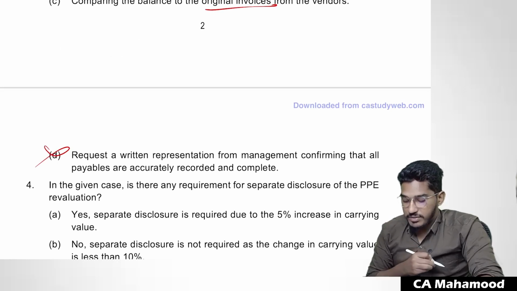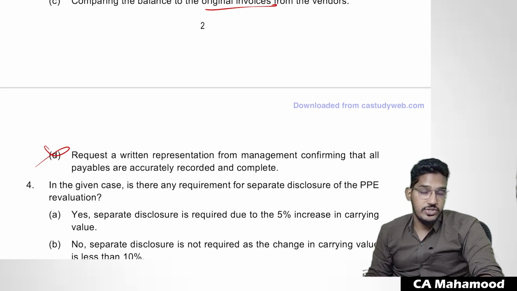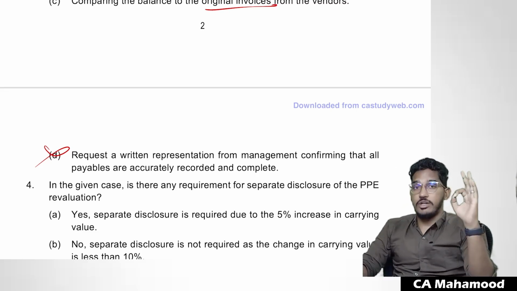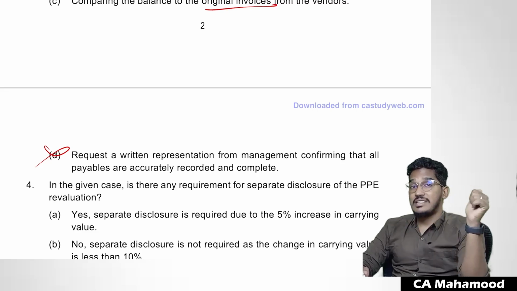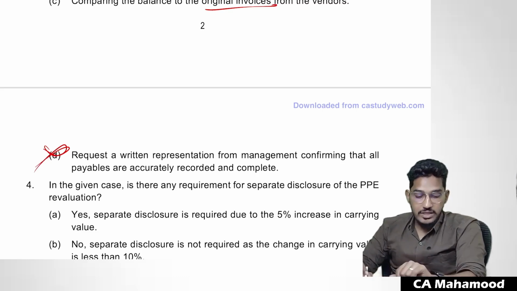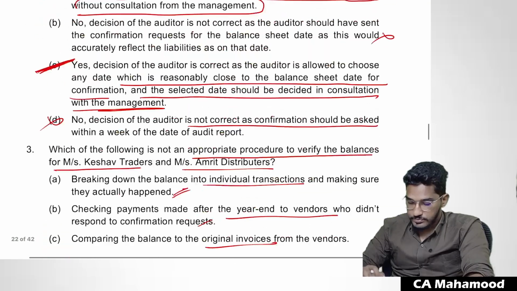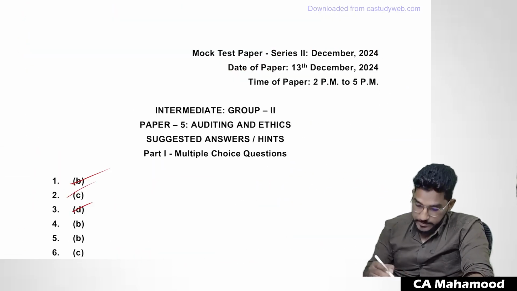Requesting a written representation from the management. See, if you try to get the written representation, that is not an audit procedure. That is not an effective alternative audit procedure. Why? Because even in SA 580 we have seen written representations are just supporting evidence. They cannot be used as evidence on their own. So that's why here option D is not an appropriate procedure. Next one. Right. So the third one is D.